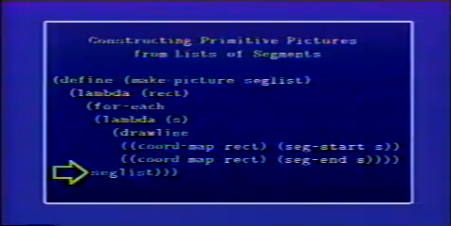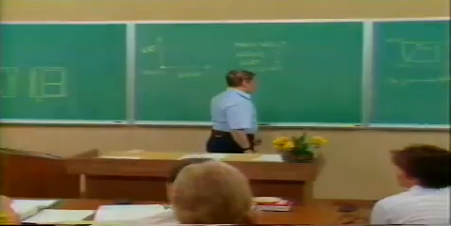And now remember again, a picture is a procedure that takes a rectangle as argument. So when you hand it a rectangle, this is what it does. Draws those lines. Right, so how would I actually use this thing? Let's make it a little bit more concrete.